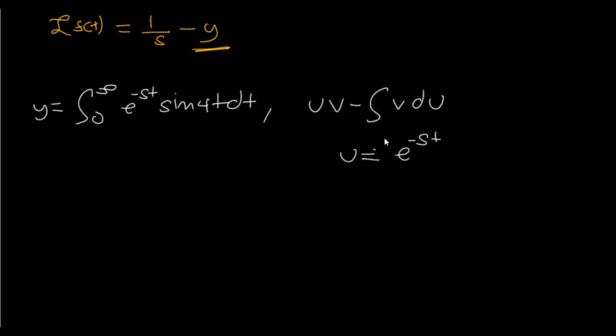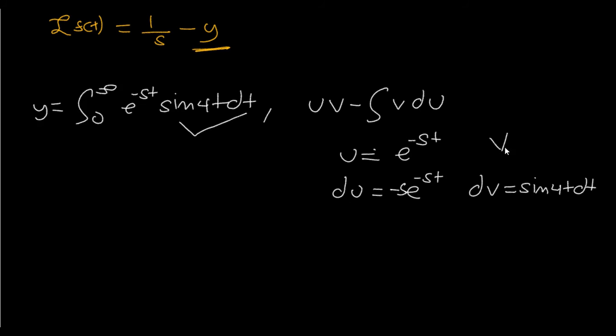Okay, and kunin natin si du, i-derivative lang natin yan. So magiging negative e to the negative st times s. Okay, may s dyan. Okay, next kunin natin si dv. Si dv ay ito, yung i-integrate naman natin. So si dv yung natitira na sine 4t dt. And kukunin natin si v. I-integrate lang natin tong dv. So ito ay, since sine 4t, baliktad. Magiging negative 1 over 4 cosine 4t.